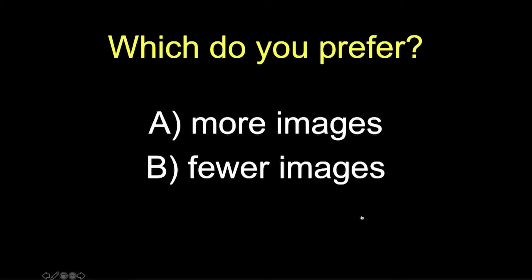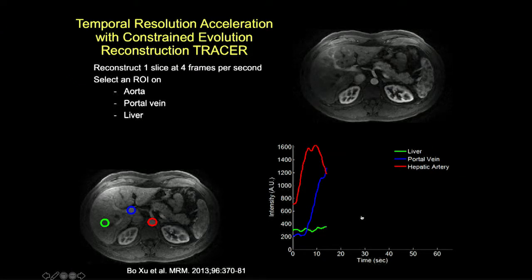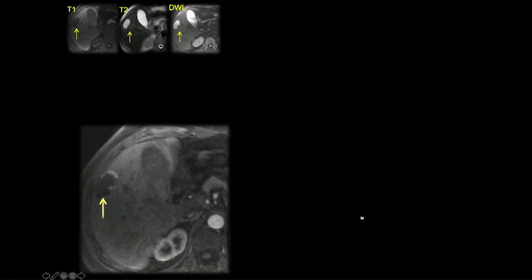And increasingly, people want all the information on fewer images. And we're starting to reach information overload. So if you collect your super high temporal resolution data and map through it, you can figure out where is the arterial phase and reconstruct that into an arterial phase image, and where is the portal venous phase and reconstruct that. Let me just give you an example of how this can work.